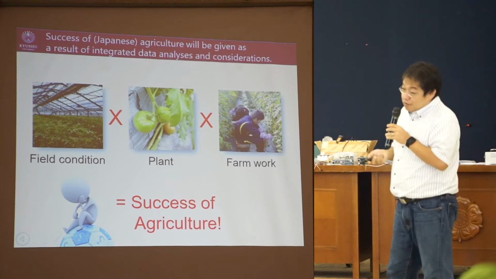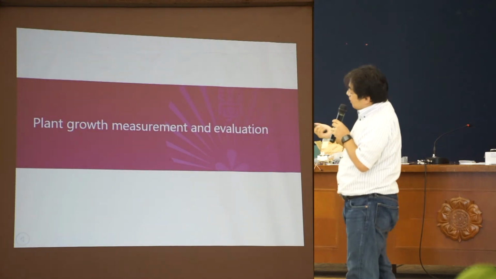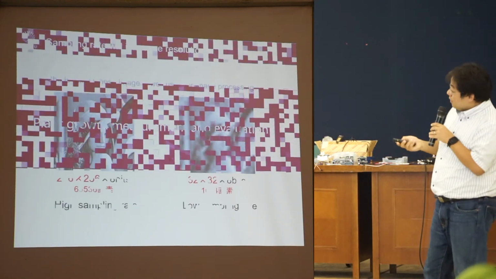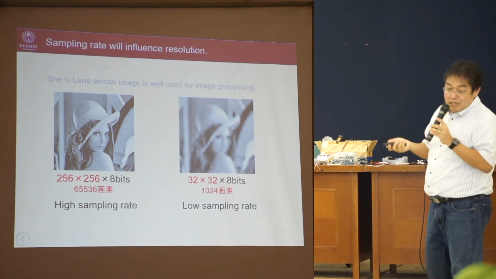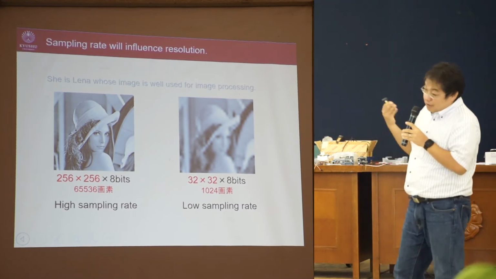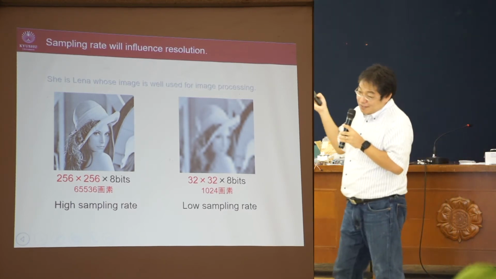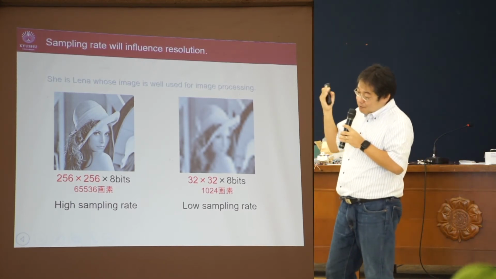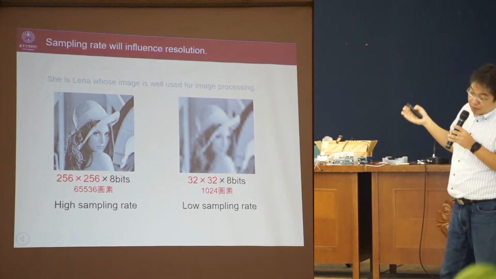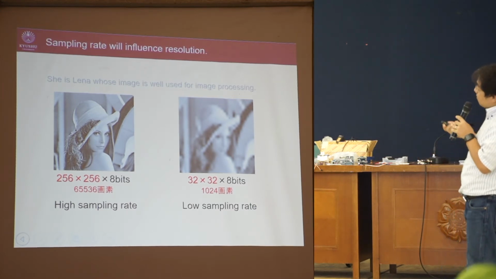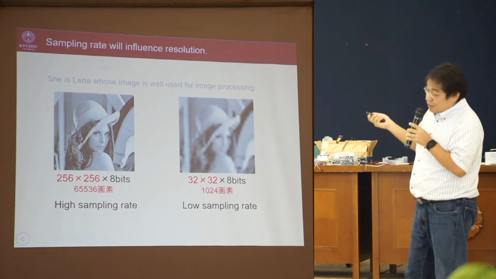Now we finished the field condition monitoring. So next we are going to plant measurement, plant growth measurement and evaluation. By doing such kind of tasks, we can get the plant information. So this is a very simple task at the beginning of image processing. So the sampling rate will influence the resolution. Which resolution is better, you can understand immediately.